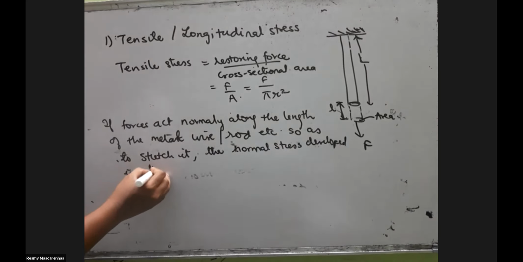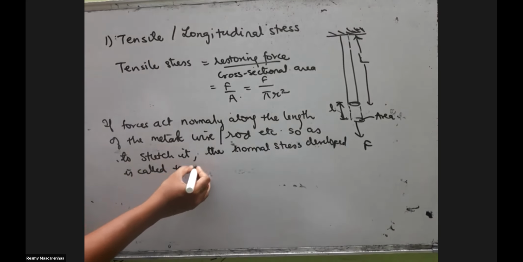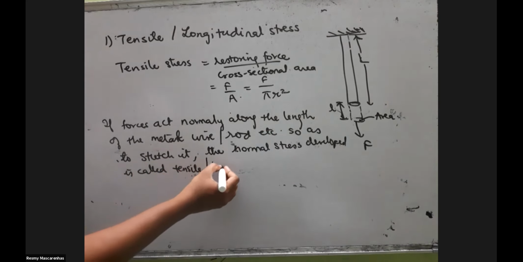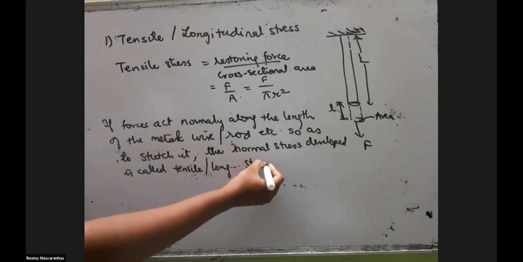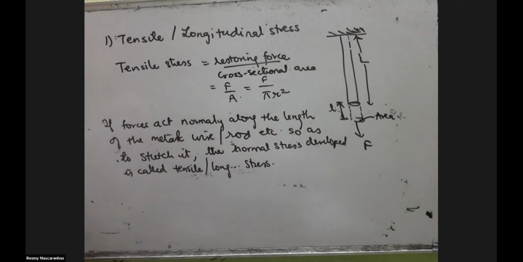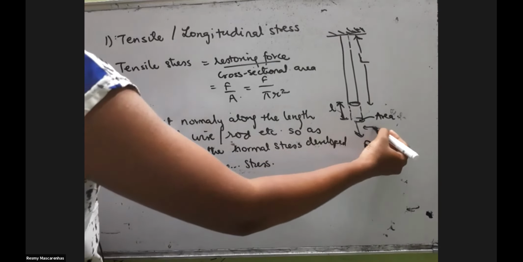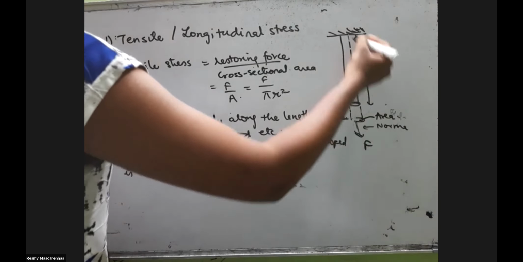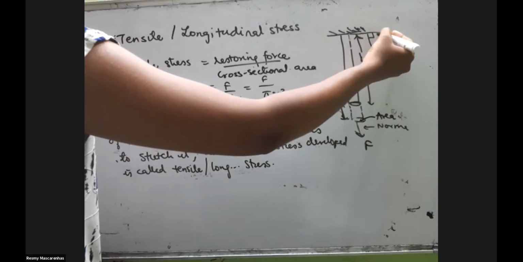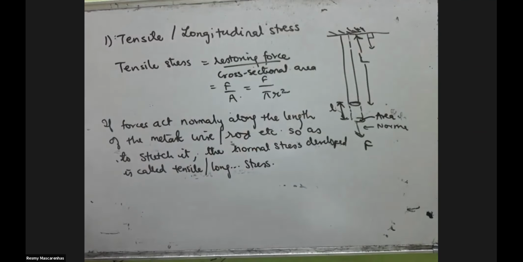is called tensile or longitudinal stress. Normal means this, like 90 degrees to the surface. So that's why the word normal is used, meaning perpendicular line. Means how did pi come?